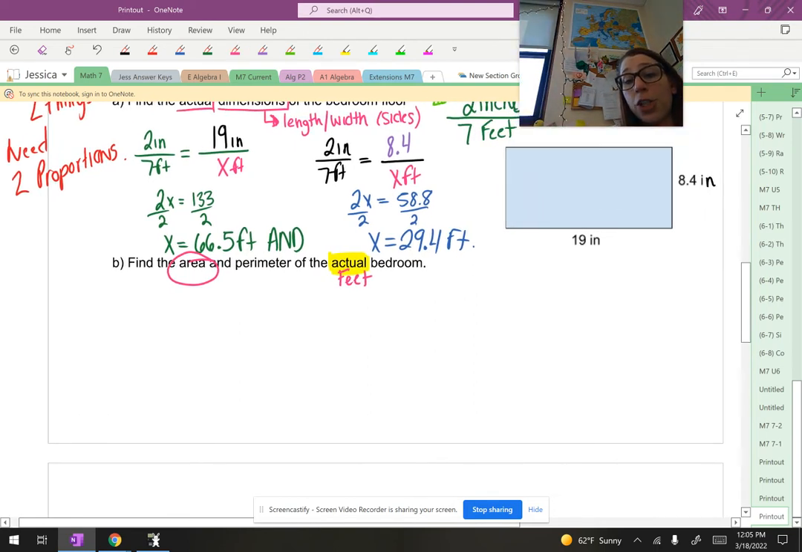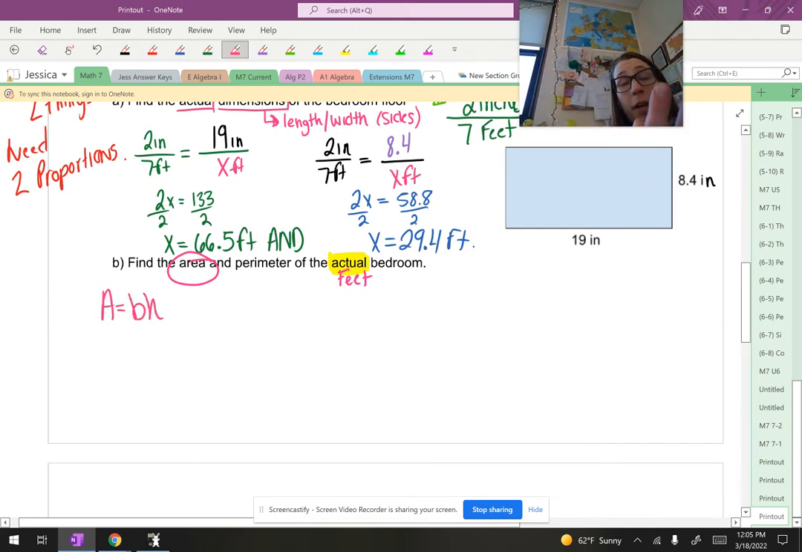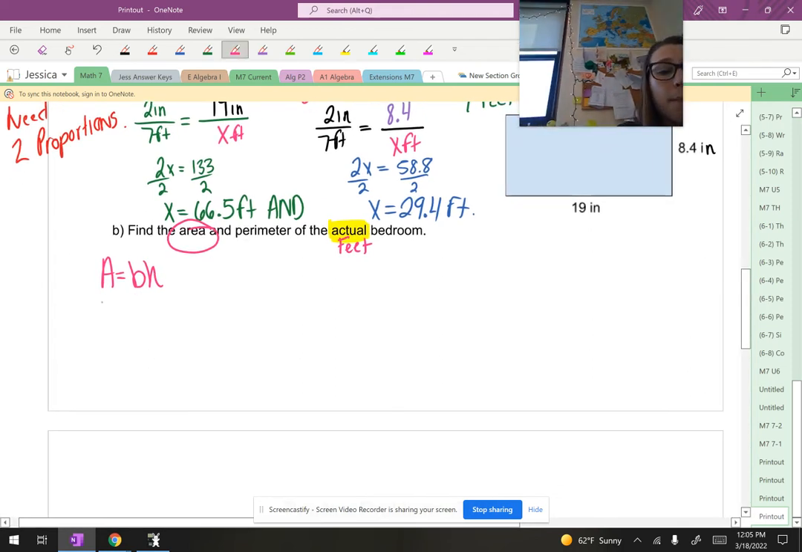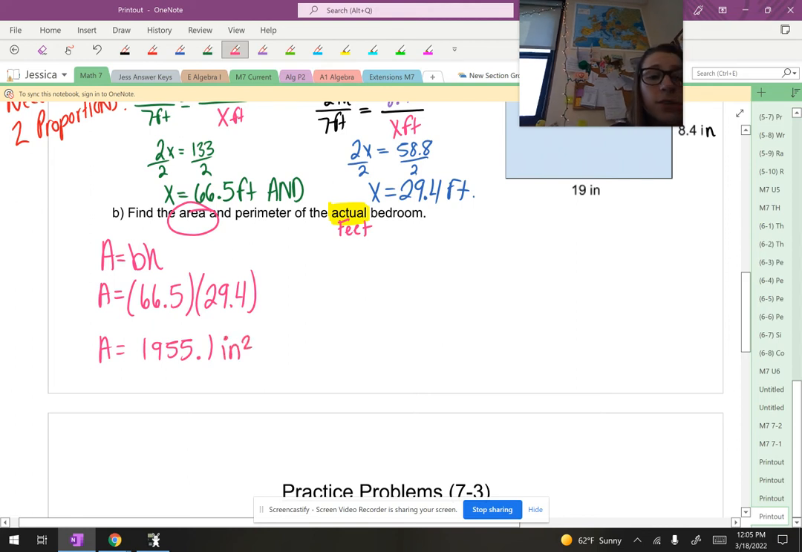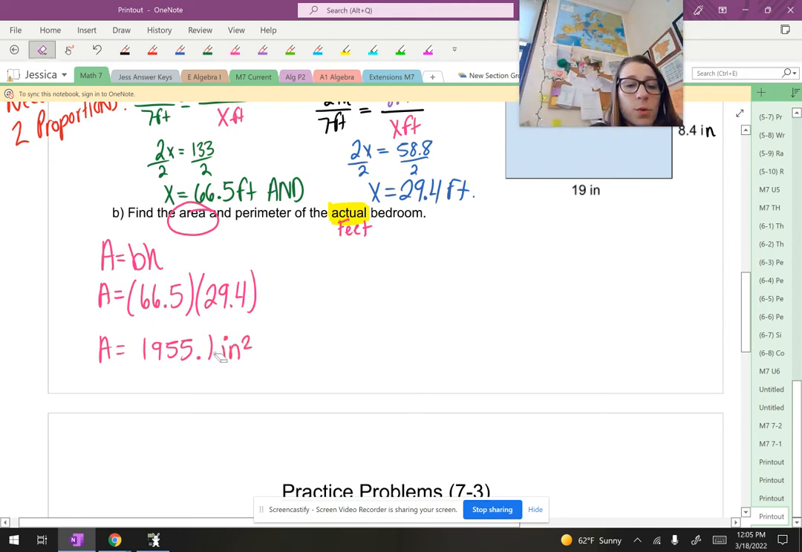Area, looking at my shape, my shape is a rectangle, and I want to find the area, like I just said, English. So A equals base times height. My base is no longer the 19, but it's that 66.5. And my height is that 29.4. So 66.5 times 29.4 is going to leave me with an area of 1,955.1 inches squared. It's a questionable 0.1 there.